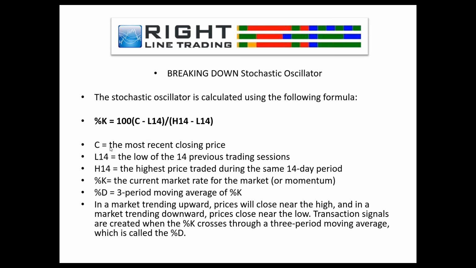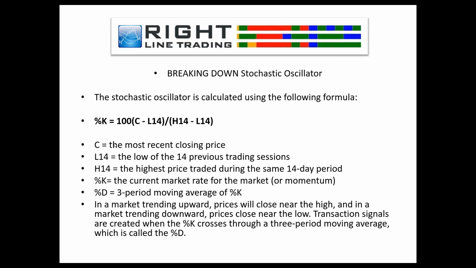Now, in the formula, C is equal to the most recent closing price. And then the indicator creates two moving averages. One is the L14, and that's the average low of the 14 previous candles or trading sessions. And H14, which is the average high of the 14 periods, which can be sessions or candles. And the percent K is the actual momentum line.